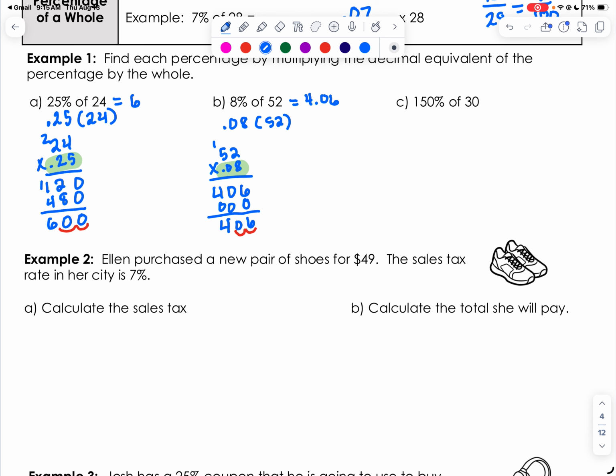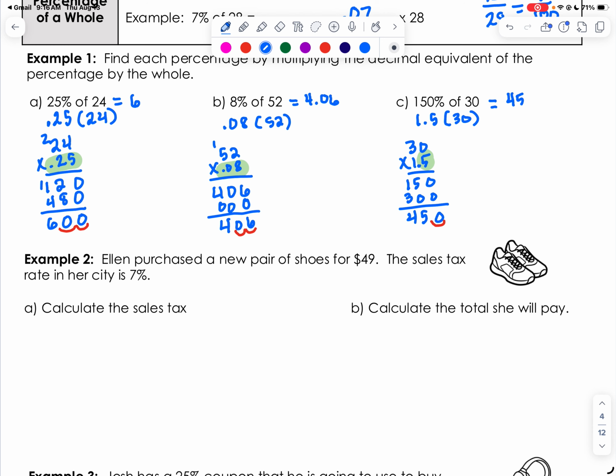All right. 150% of 30 is the same thing as 1.5 times 30. So 30 times 1.5. This would be 0. 5 times 3 is 15. Drop a 0. 1 times 0 is 0. 1 times 3 is 3. 0, 5, 4. I have one number after the decimal in this problem, so I want to move my decimal in 1 time. So 150% of 30 is 45.